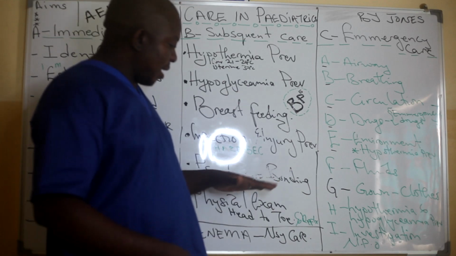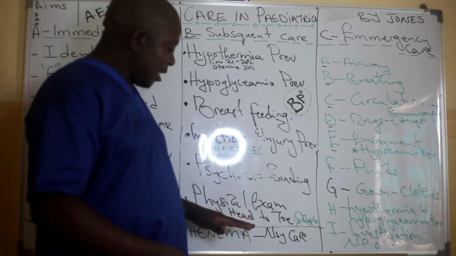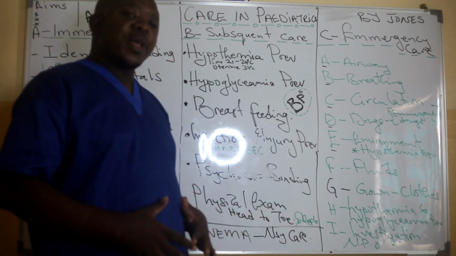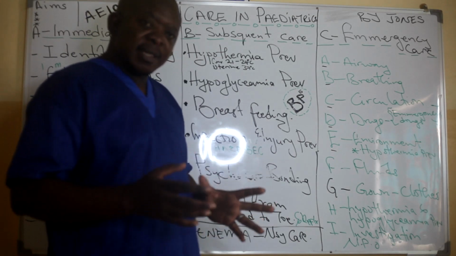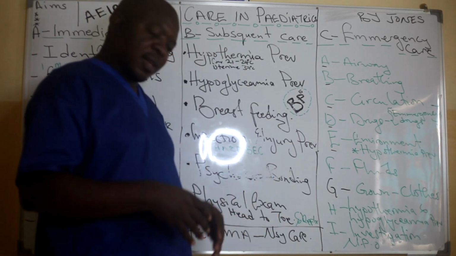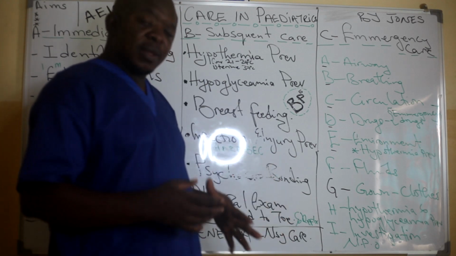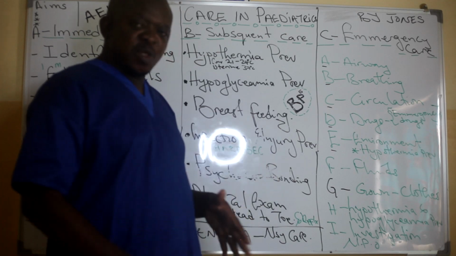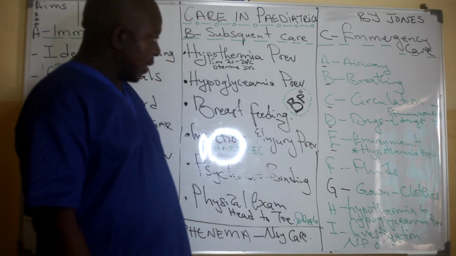Then apart from that, psychological care has to do with bonding, and physical examination has to do with you knowing the proper parameters of head to toe. Starting with the normal head circumference, up to the toe examination, what abnormalities can you detect? Apart from that, you check for the reflexes.